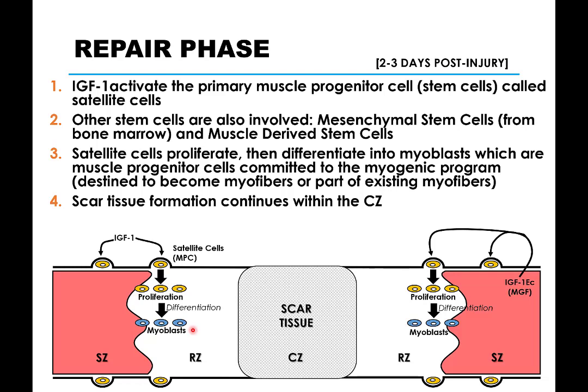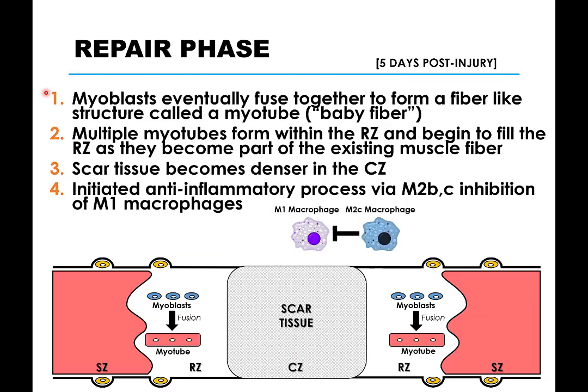Now, while all this is occurring in the regeneration zone, scar tissue formation continues within the central zone to further reinforce the structure of the muscle fiber. All right, so roughly 5 days post-injury, myoblasts begin to fuse together to form something that resembles a muscle fiber, at least in structure.